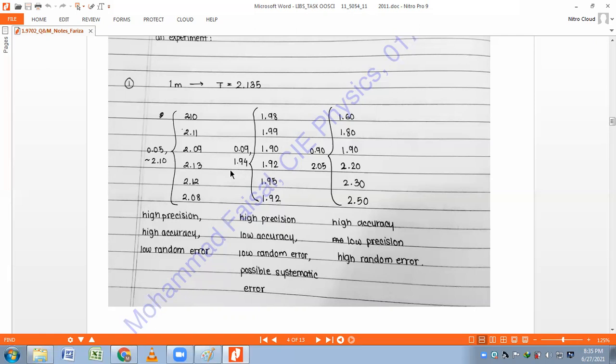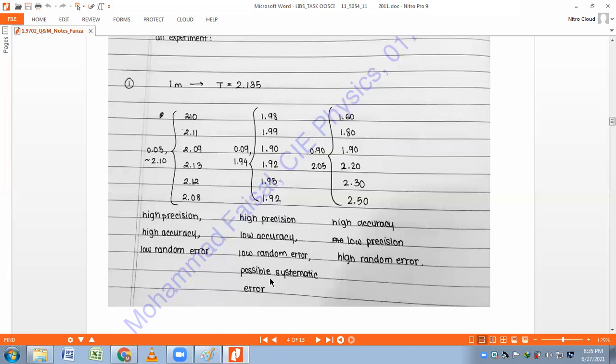However, the average of this number is 1.94, which is pretty far away from 2.135. So we're going to say this is a low accuracy set of data. We say high precision, low accuracy. So it means low random error, possible systematic error.